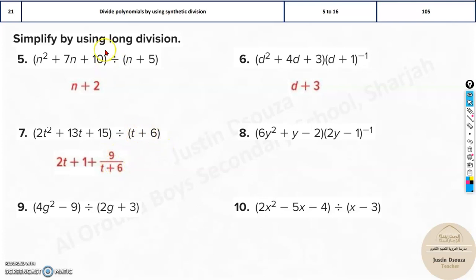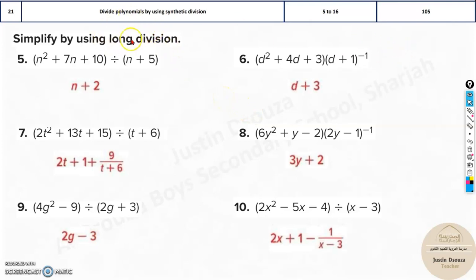So this is for you guys. You have to do the long division method over here. They have mentioned the long division. So please solve this by yourselves and then check the answer. If you're thinking, what is this power minus 1? It's nothing. It means it's division. D squared plus 4d plus 3 divided by d plus 1. This is your divisor. So please do them by yourself and then check the answers.